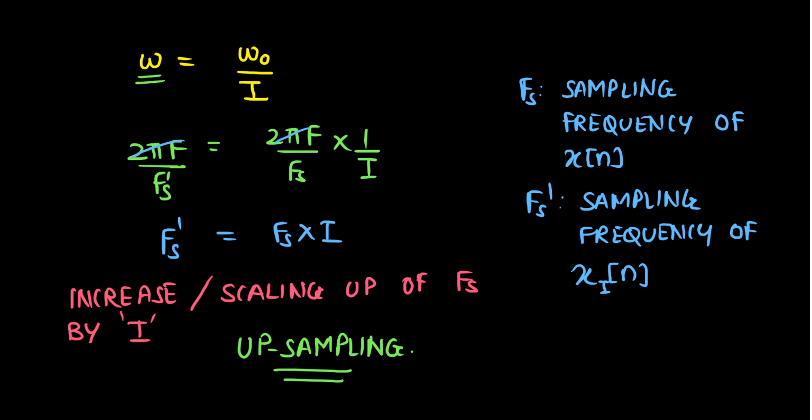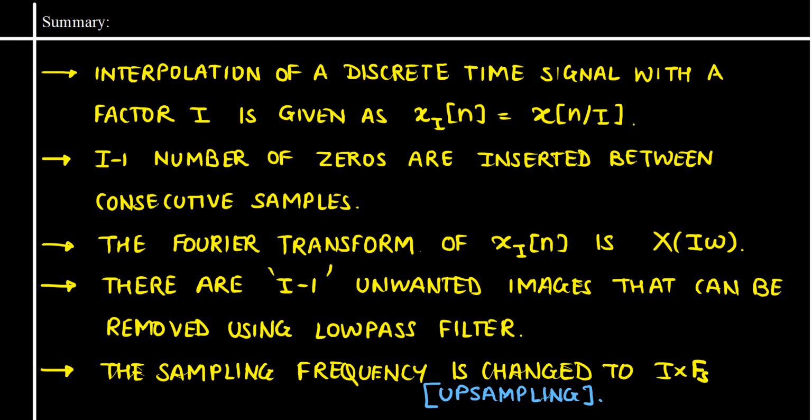So in this lecture, we looked at the interpolation of discrete time signals. Suppose we have a discrete time signal, say x of n, then its interpolation by a factor of I is given as xi of n, which is defined as x of n by I, and this is valid if n is an integer multiple of I. Otherwise, it would have the value of 0. So we observe that we need to insert I minus 1 zeros between the consecutive samples of x of n.